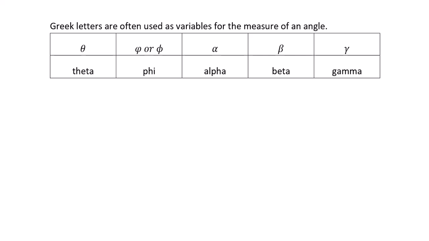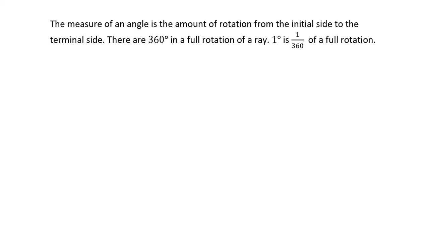We often use Greek letters to show an angle. Here are some common Greek letters: theta, phi, alpha, beta, and gamma. The measure of an angle is the amount of rotation from the initial side to the terminal side. There are 360 degrees in a full rotation of a ray. 1 degree would be 1/360th of a full rotation.